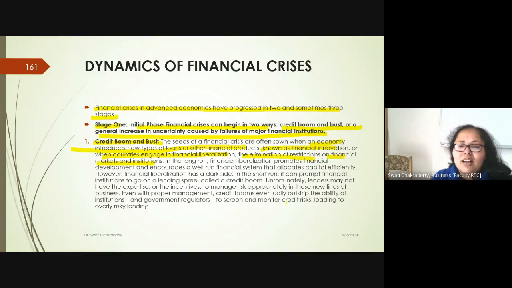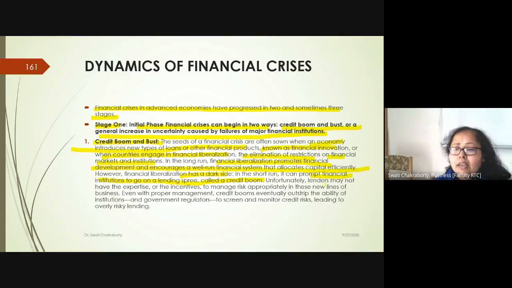In the long run, financial liberalization promotes financial development. It encourages a well-run financial system, which helps in allocating capital efficiently. But there's a negative, dark side to financial liberalization also. In the short run, it will prompt financial institutions to go on lending on and on, which is called a credit boom.